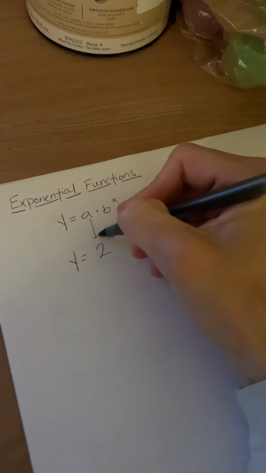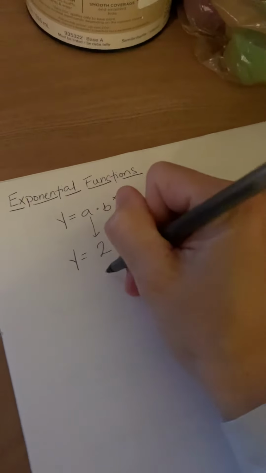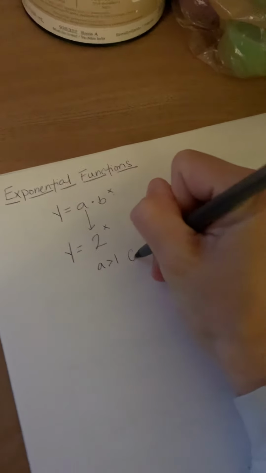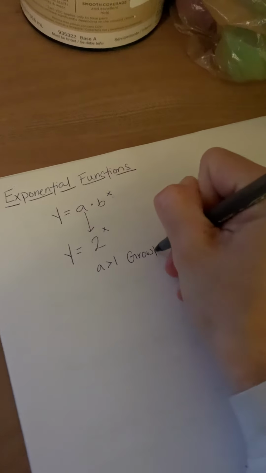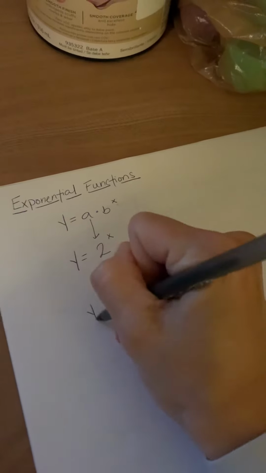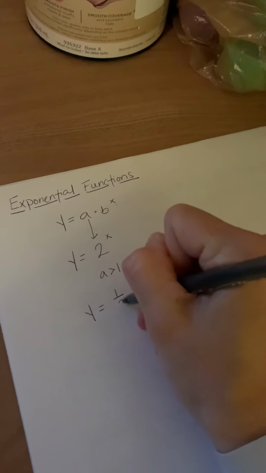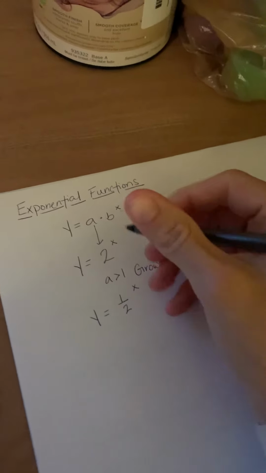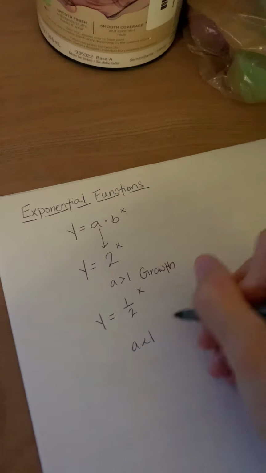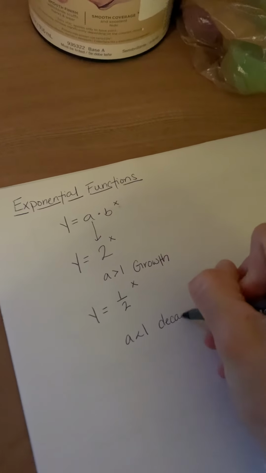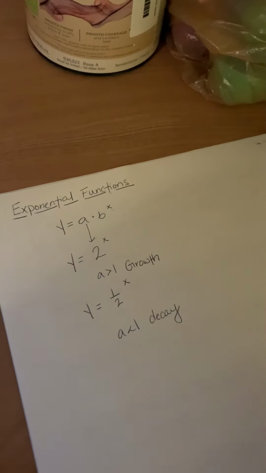When b is greater than 1, we will say this is a growth model. If we have something where b is less than 1, we will say this is a decay function.